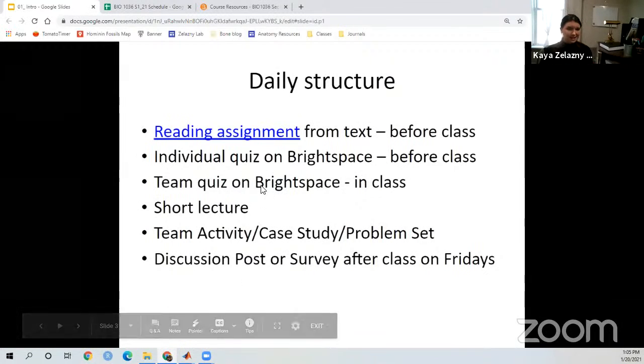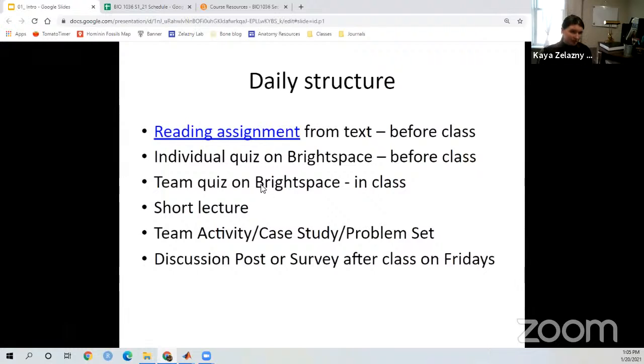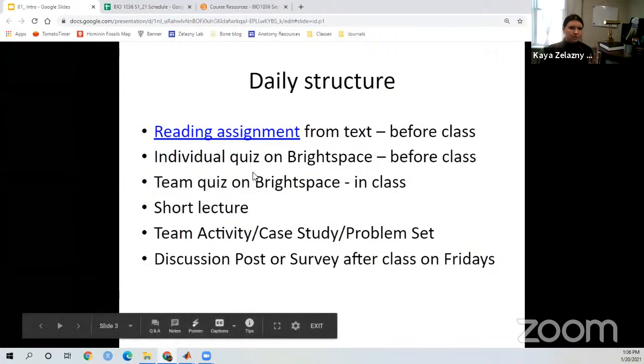So holding a class discussion with 40 people trying to talk at once, or 40 people not wanting to talk in front of 40 people, is a little difficult. So we're going to break into smaller groups to work through case studies and problem sets. So we're going to have teams.